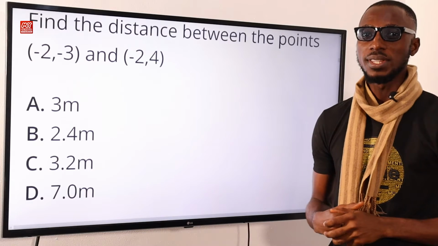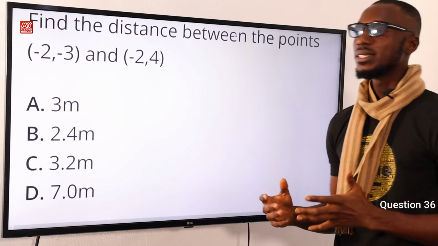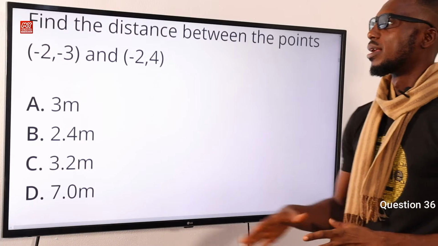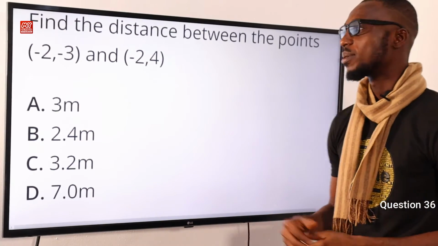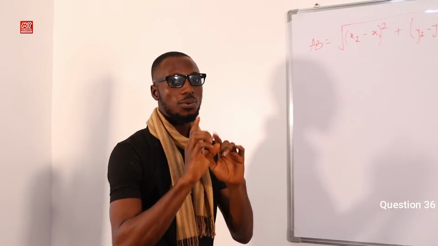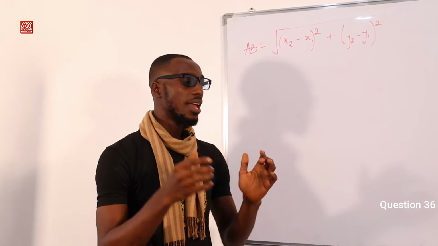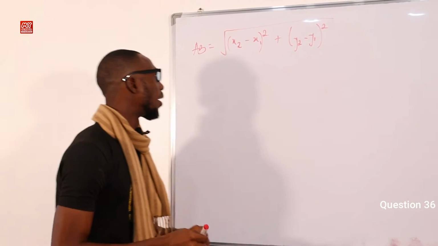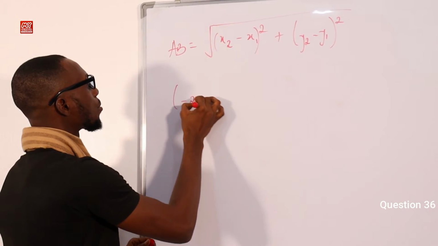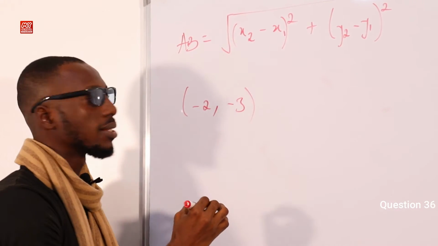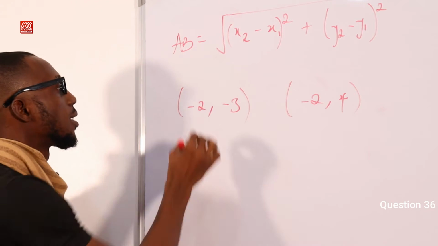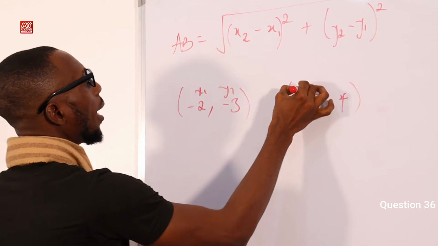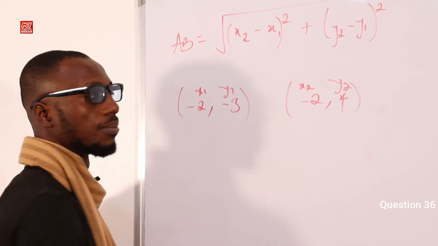Right now we are solving question 36. Find the distance between the points (-2, -3) and (-2, 4). For the distance between points, you can use the formula, the square root of (x2 minus x1) squared plus (y2 minus y1) squared. We are given those points as (-2, -3) and (-2, 4). So this is x1, y1, x2, y2.